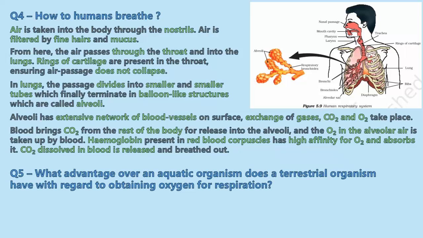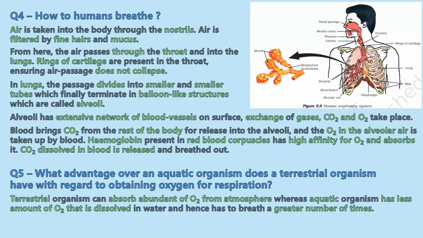What is the advantage that a terrestrial organism has over an aquatic organism with regard to obtaining oxygen for respiration? The terrestrial organism can absorb abundant O2 from the atmosphere, whereas the aquatic organism has a lesser amount of O2, which it has to take from the dissolved O2 in water. Hence the aquatic organism has to breathe a greater number of times.